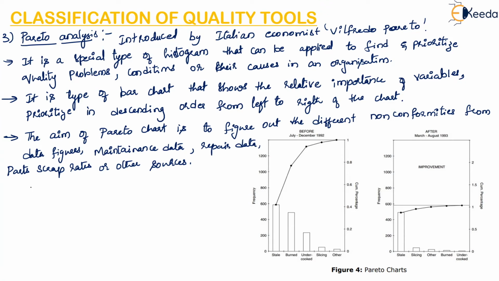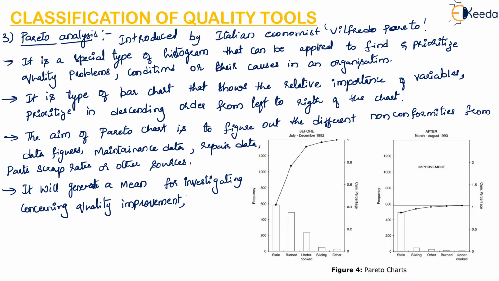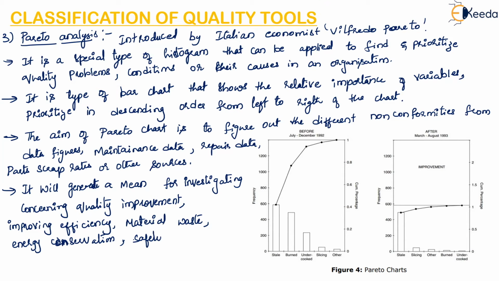So this Pareto chart also generates a means for investigations concerning quality improvement and improving efficiency, material waste, energy conservation, safety issues, cost reduction, etc. So this Pareto chart will create a means for investigations which are concerned with quality improvement, improving the efficiency of the process, reducing the waste, energy conservation, safety issues, and cost reductions.